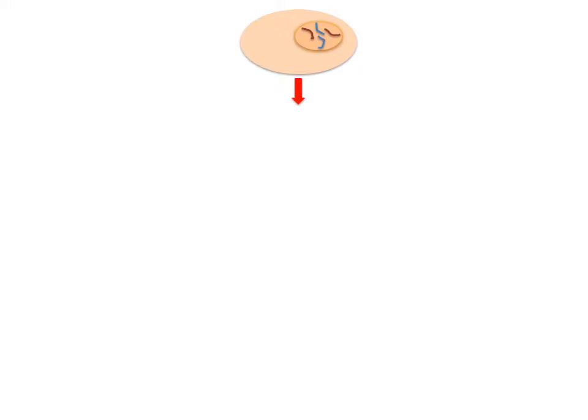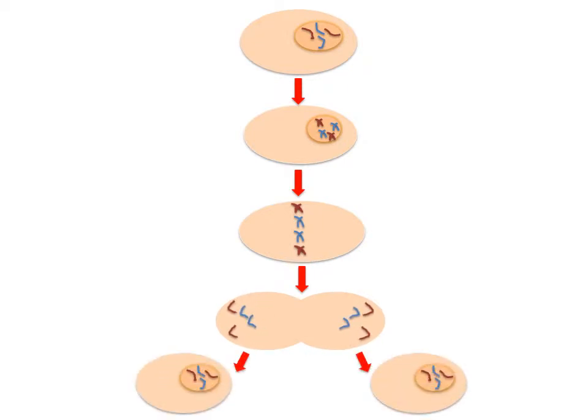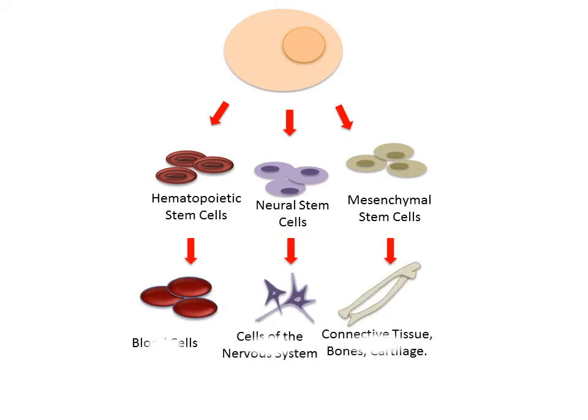Stem cells are unspecialized cells with two unique properties. First, stem cells have the ability to self-renew through mitosis while maintaining their undifferentiated state. Secondly, stem cells are pluripotent, meaning that they possess the ability to differentiate into all of the specialized cell types of an organism.